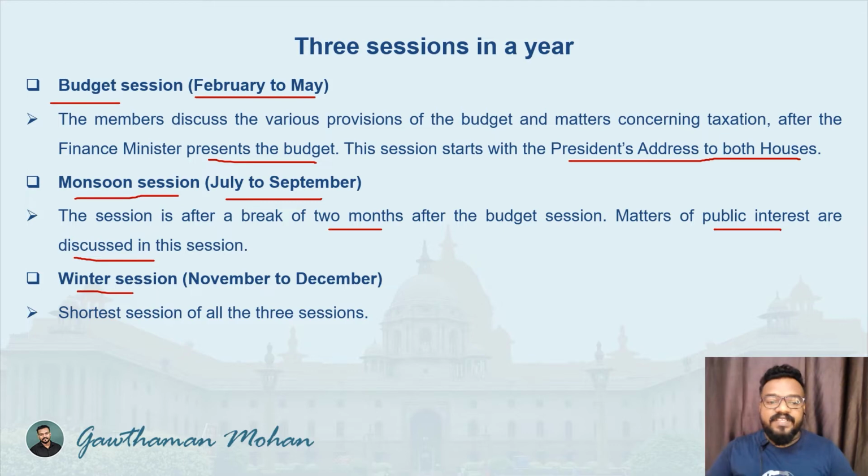Then we have the winter session, and usually it happens during November to December, and it is considered to be the shortest of all three sessions. So these are the three important sessions we have in a particular year.